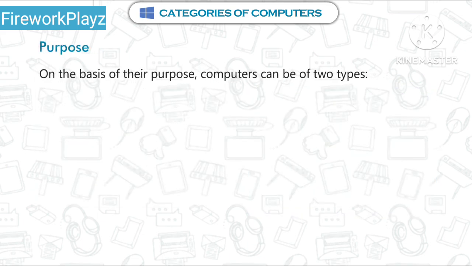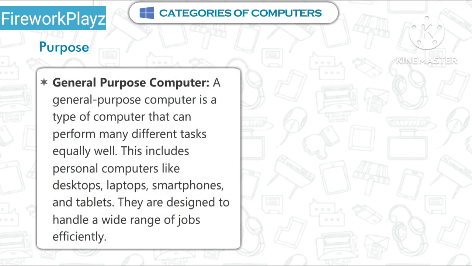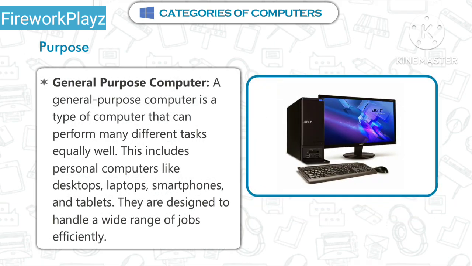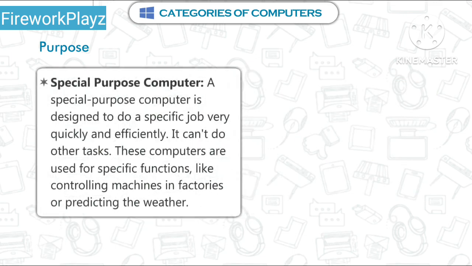Purpose. On the basis of their purpose, computers can be of two types. General purpose computer. A general purpose computer is a type of computer that can perform many different tasks equally well. This includes personal computers like desktops, laptops, smartphones and tablets. They are designed to handle a wide range of jobs efficiently.